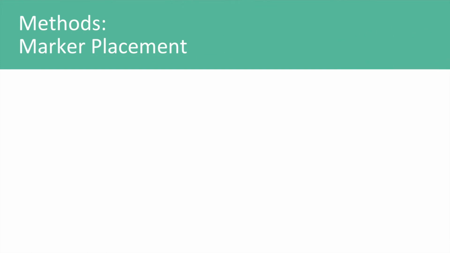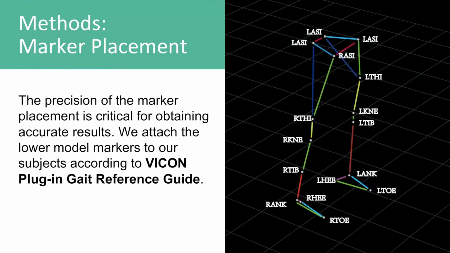As for marker placement, the precision of marker placement is critical for obtaining accurate results. We attached the lower body markers to our subjects according to the Vicon Plug-in Gait reference guide. We attached right tibia marker and left tibia marker at different positions of the shank to distinguish left and right leg. So does the left side marker and the right side marker. The picture here roughly shows the arrangement of markers in our experiment.